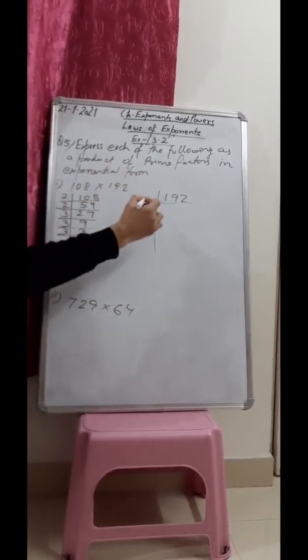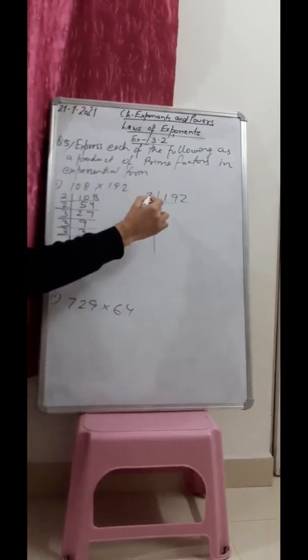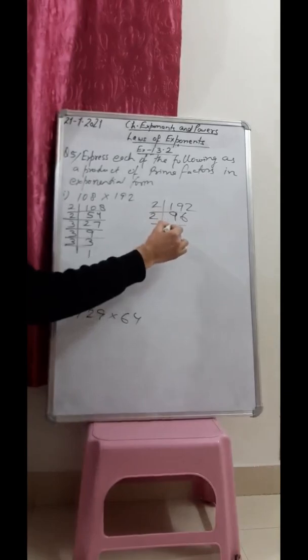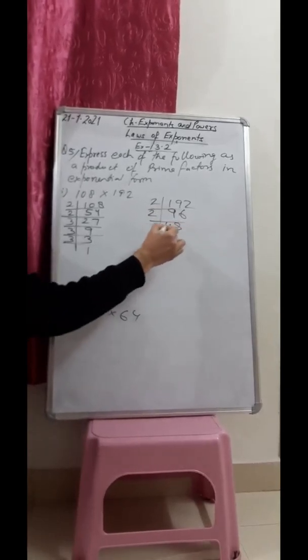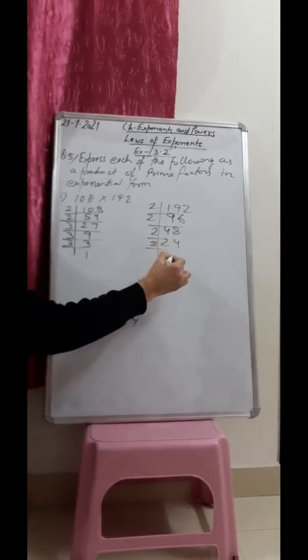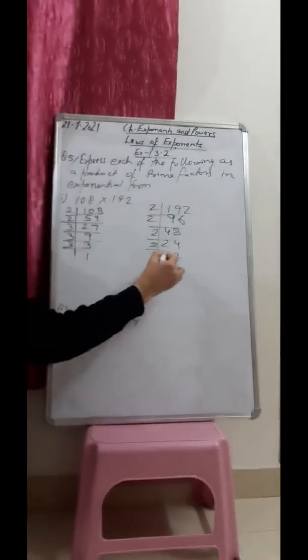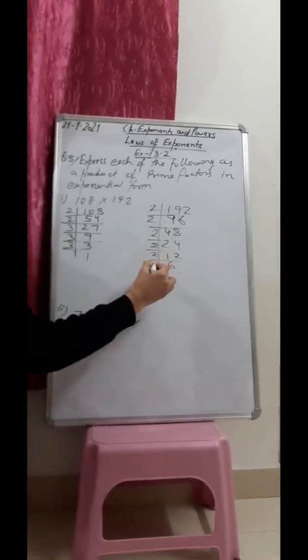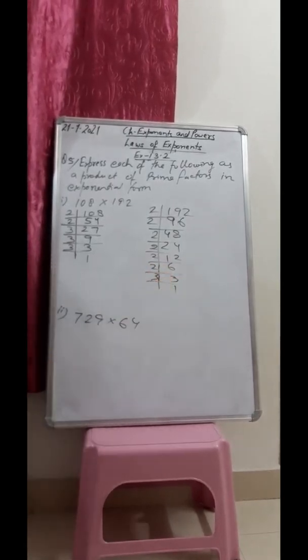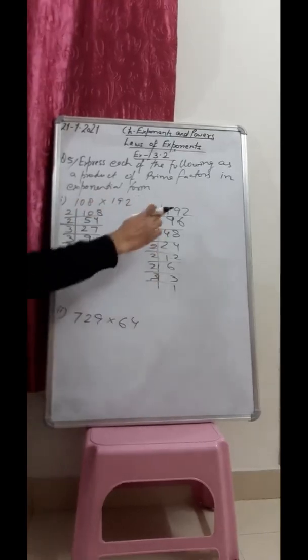Again it is an even number, so we will start dividing it by 2. When you divide 192 by 2, you will get 96. Again 96 will come in the table of 2: 2 48s are 96, 2 24s are 48, 2 12s are 24, 2 6s are 12, 2 3s are 6, and 3 1s are 3. So these are your factors of 192.